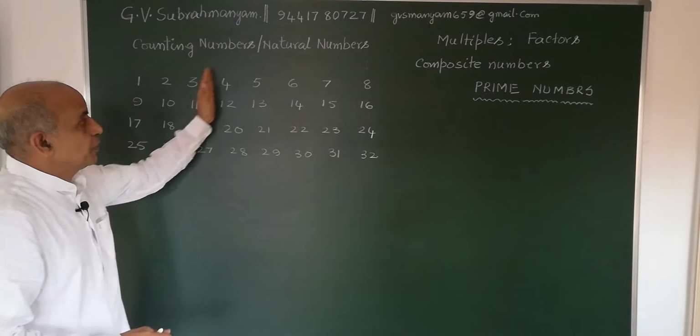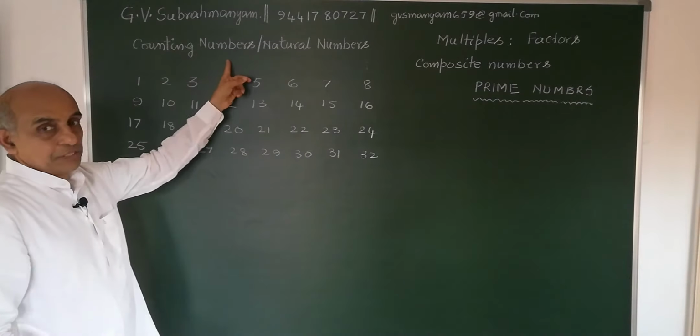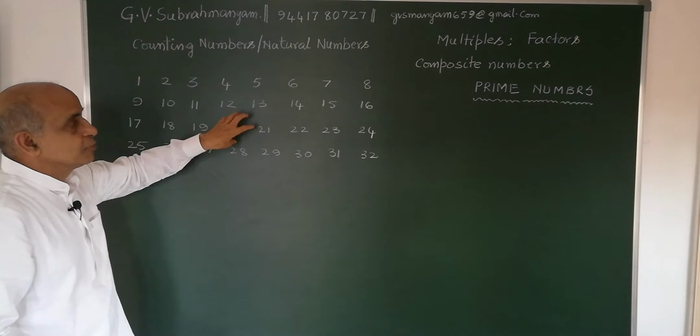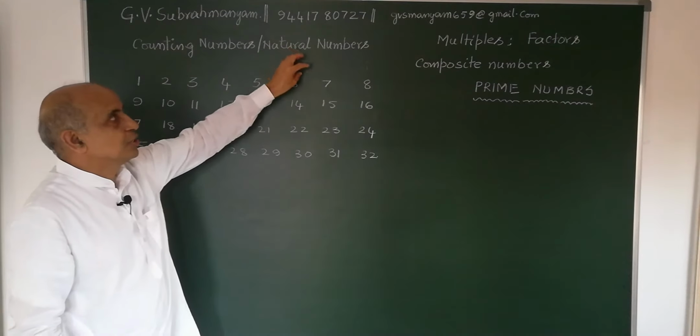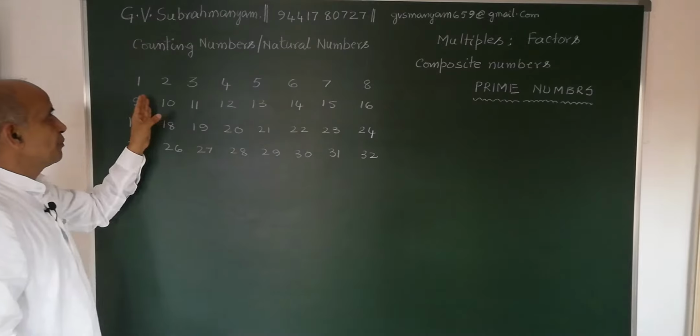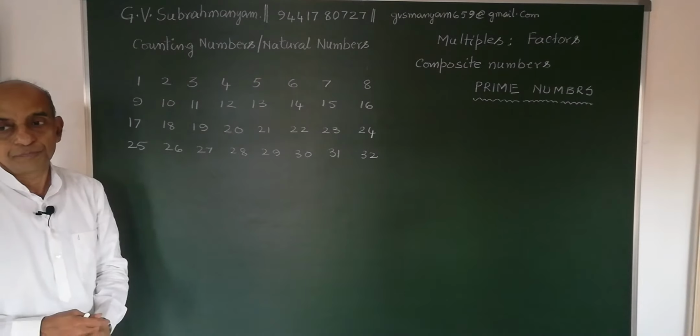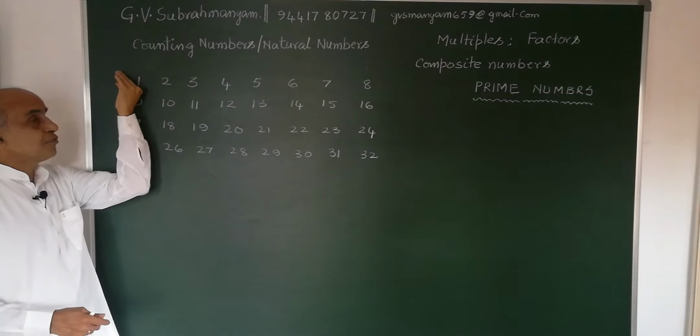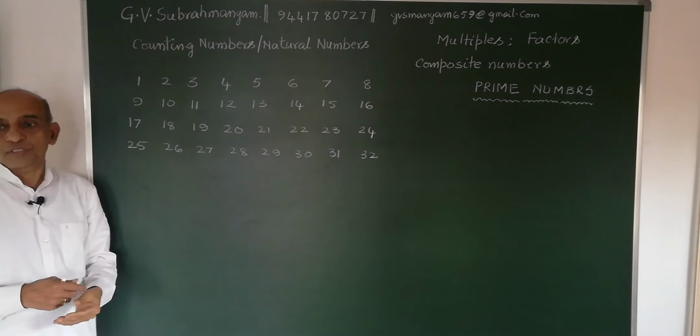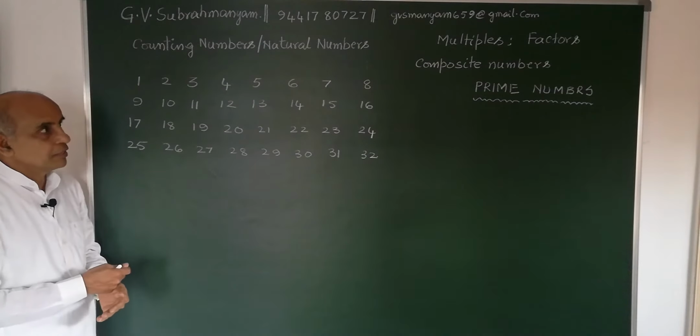Now these numbers are called counting numbers, and they also have a special name called natural numbers, starting from 1, 2, 3, 4, 5, 6, etc. If you start with 0, they are called whole numbers. You will learn that later on.